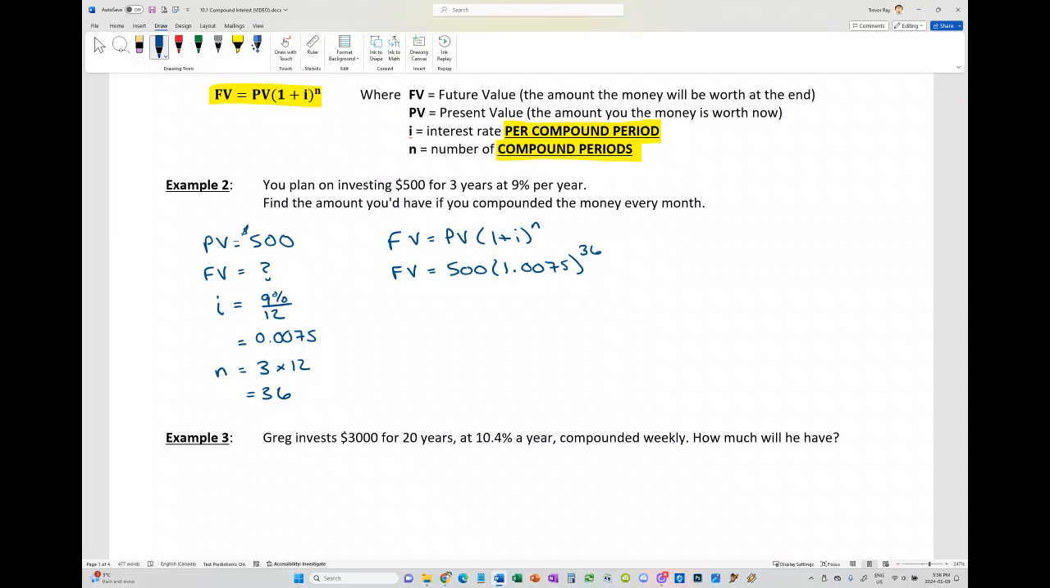At this point, you've got to pull out your calculator. And I will point out that BEDMAS says you've got to do brackets first, which we just did. We did the bracket of 1 plus I. So we've already completed that part. And now we need to do the exponent before the multiplication. So when you're punching this in, don't punch in 500 times 1.0075 to the exponent 36. Some calculators may assume you want to multiply the 500 by the 1.0075 first and then put that answer to the exponent 36. So the way I'd punch this into my calculator is that to the exponent 36.